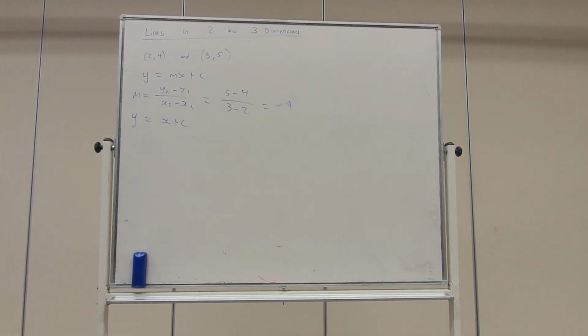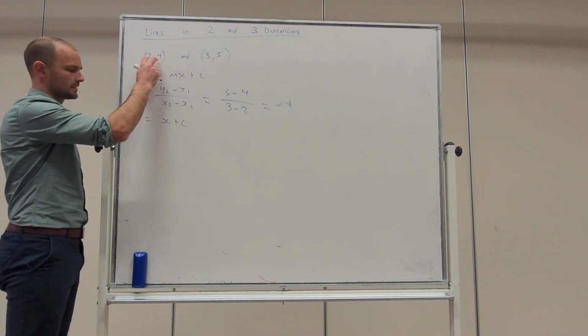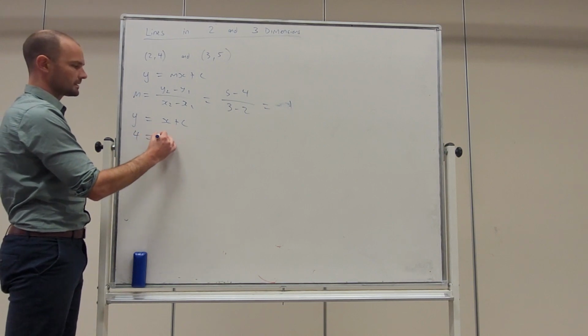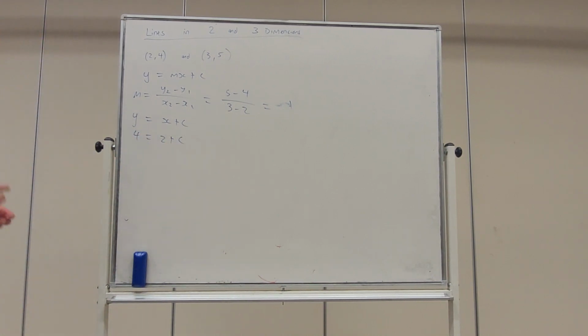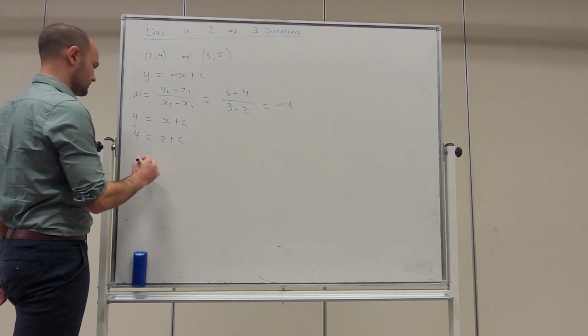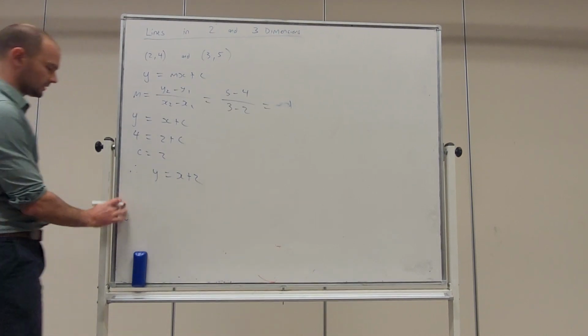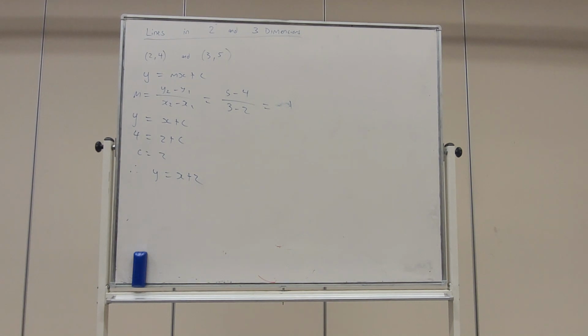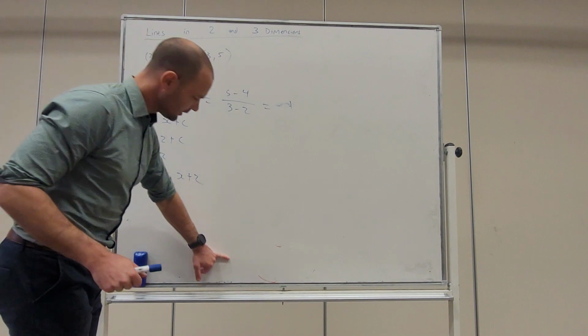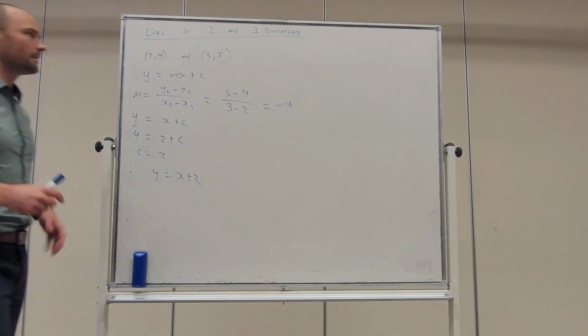So that means we have y equals x plus c, and then to determine the c value, the y-intercept, we can plug either coordinate in. Let's go with the first one. We've got when y is 4, x is 2. Which means the c value is 2. So the Cartesian equation of this line is y equals x plus 2. All right. So let's leave that there for now.